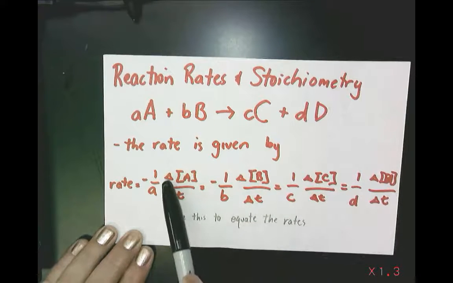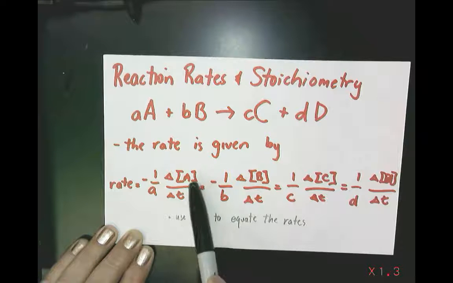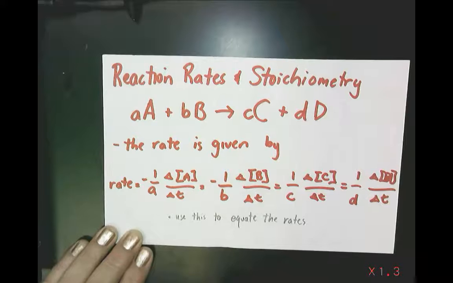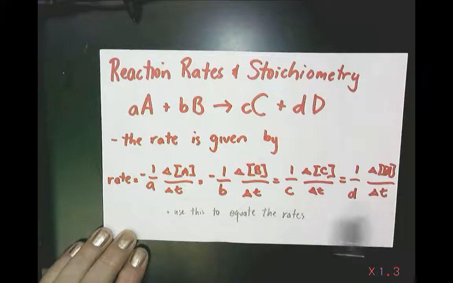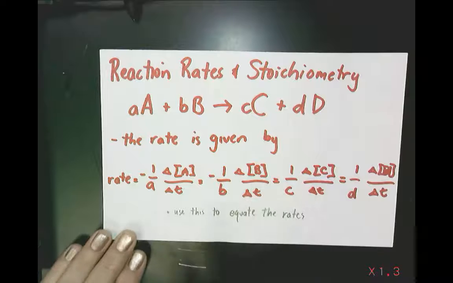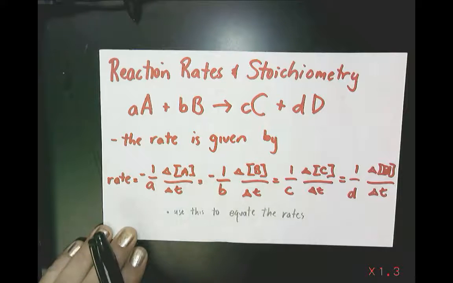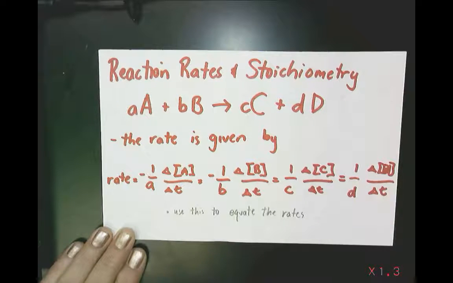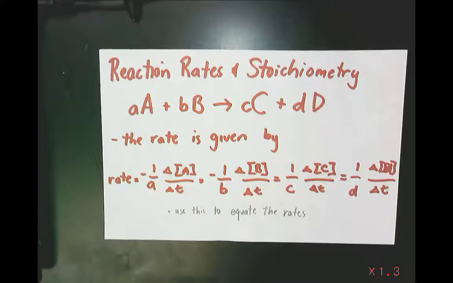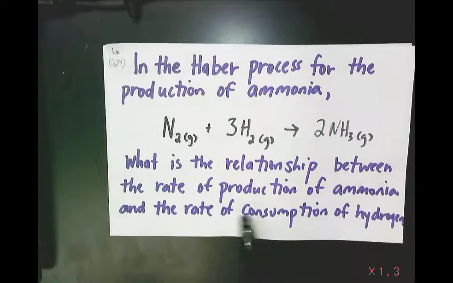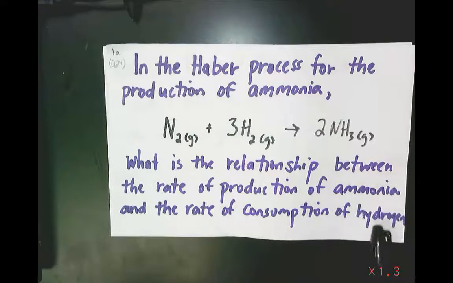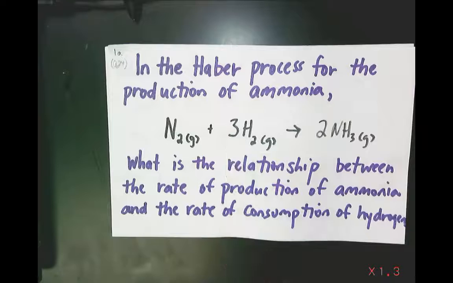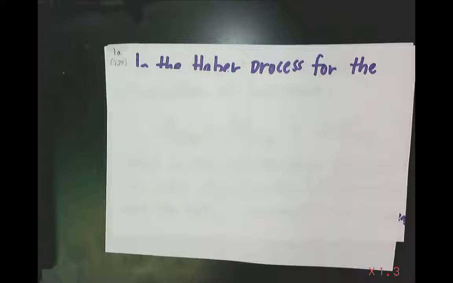Again, there we're seeing our delta, our triangles, and our brackets for concentration. We're going to use this to equate the rates and make them equal. Notice the negative signs. That represents the idea that that reactant is disappearing, and the positive signs represent that that product is appearing. Let's go ahead and solve this one. We're trying to find the rate of production of ammonia compared to hydrogen, so 2 to 3.